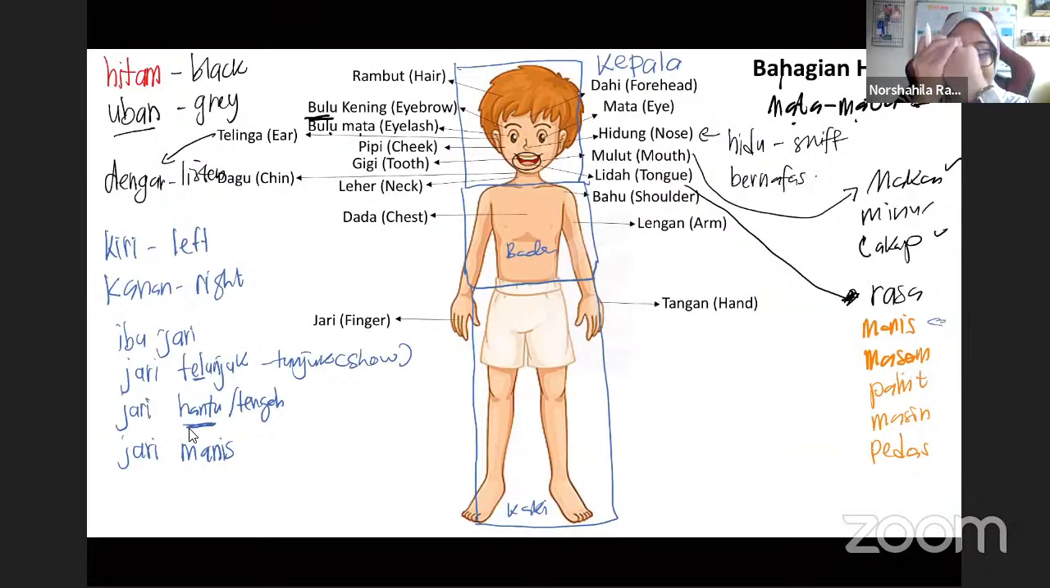And the last one here, we call jari kelingking. The pinky finger, a small one, but it has the longest name in Bahasa Melayu. We call it jari kelingking. Okay, the small one. Okay, any questions about the jari?